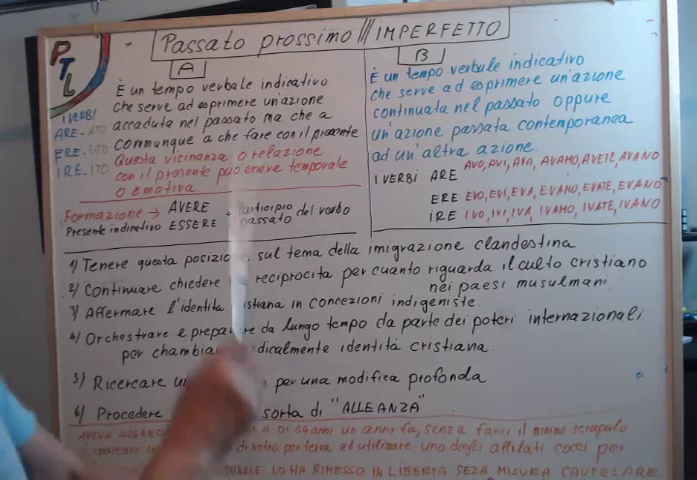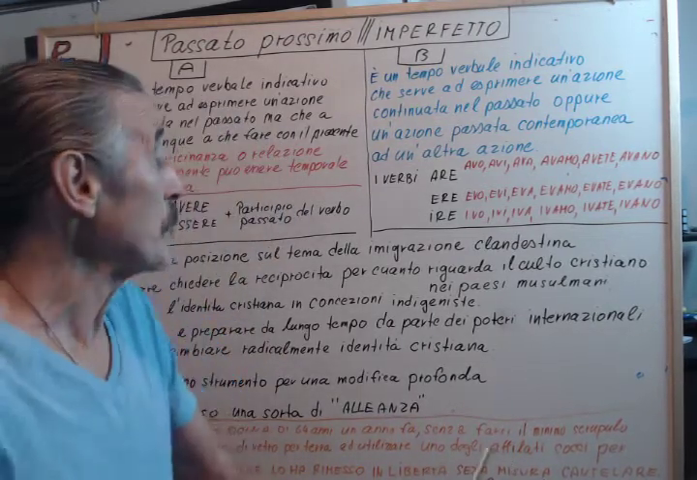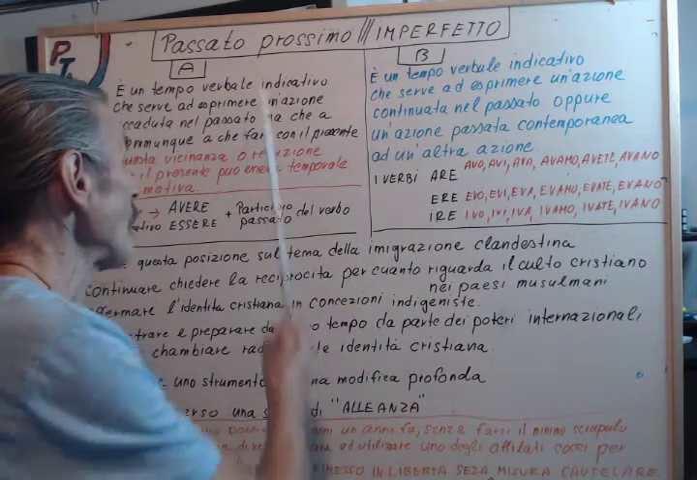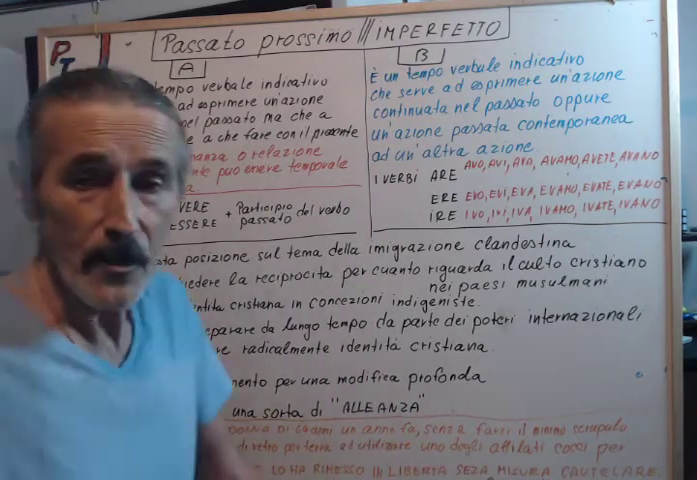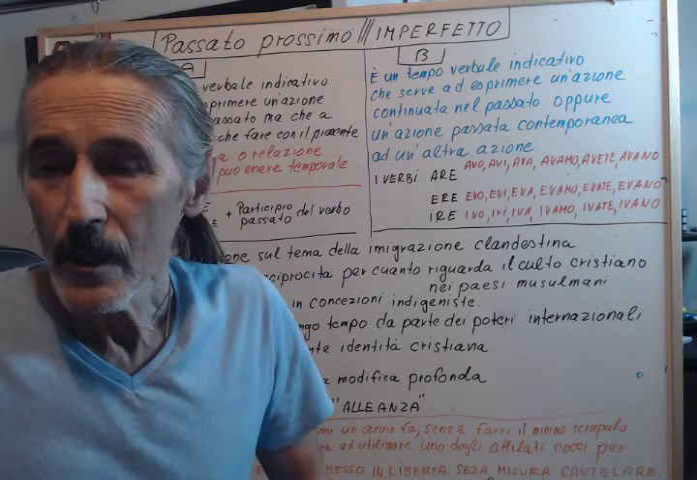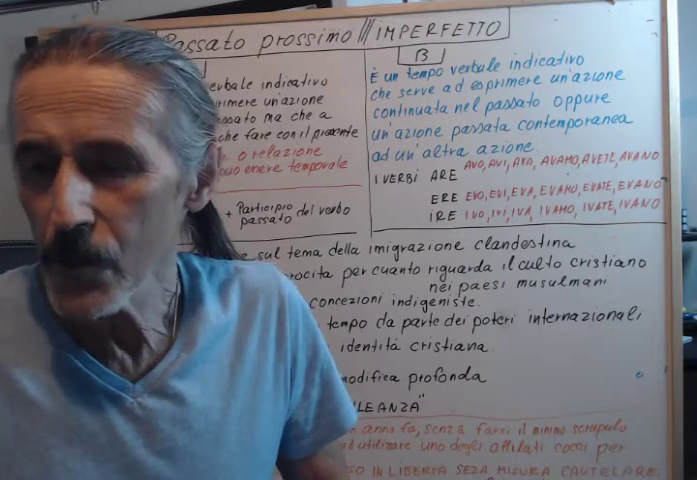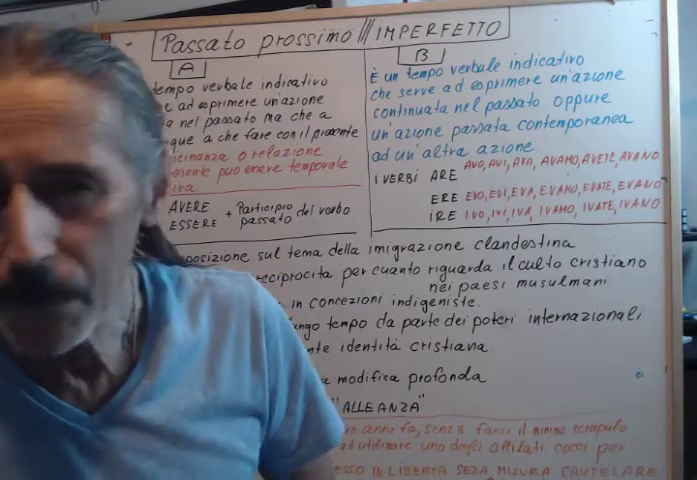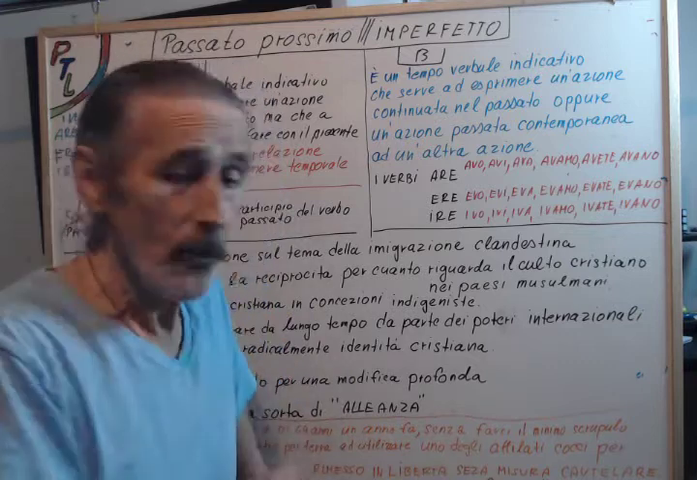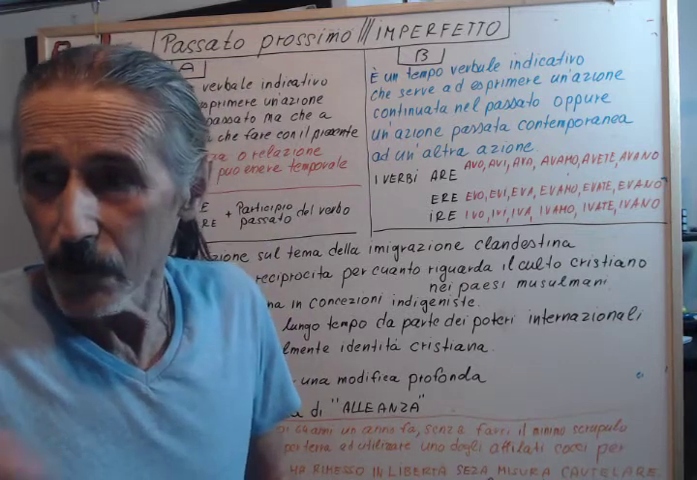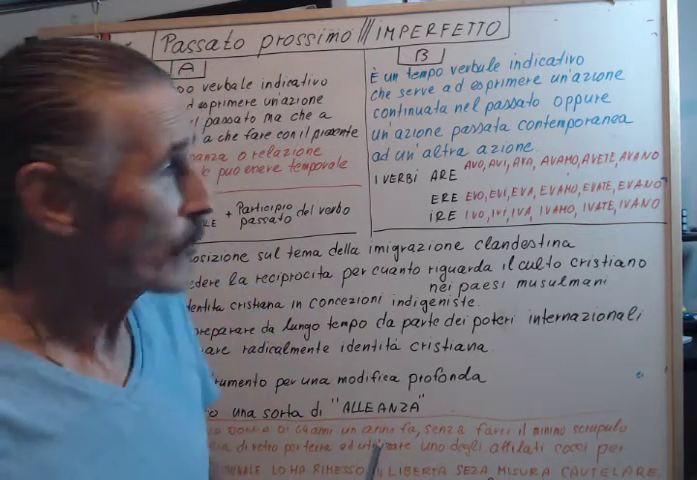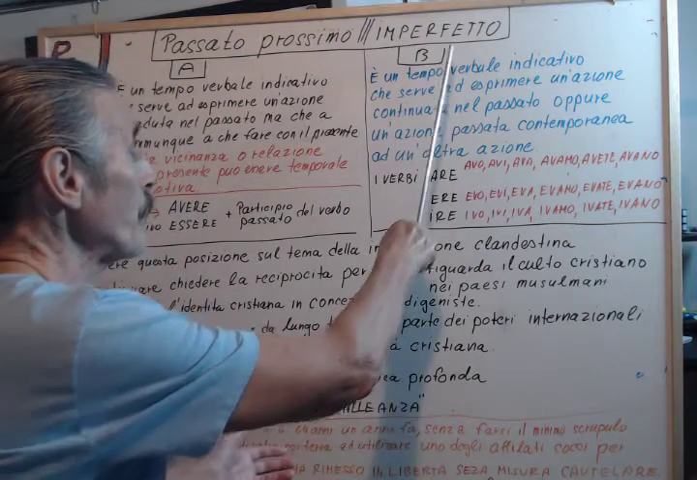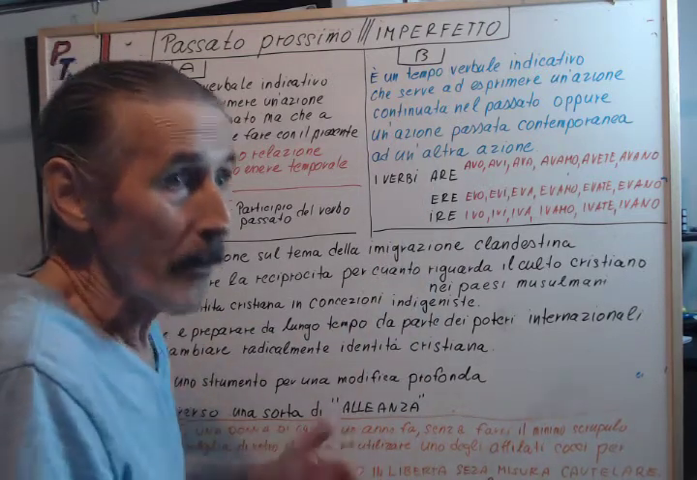So these were just a couple of examples of how to distinguish between imperfetto and passato prossimo. Okay, so I always assume that those people who are looking at this already have some basic knowledge of those languages. So again, imperfetto describes the imperfect action in the past.